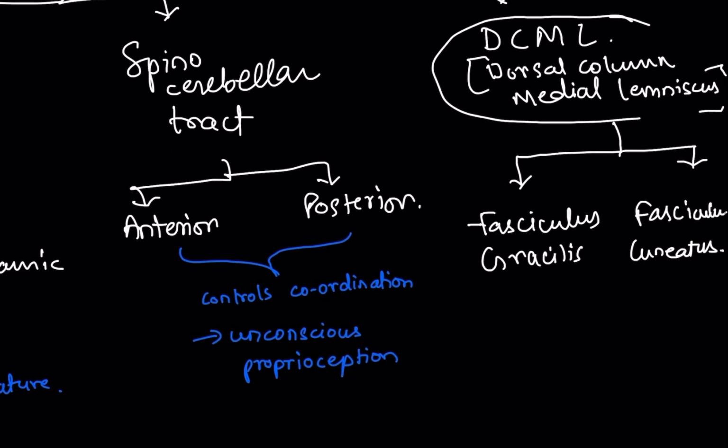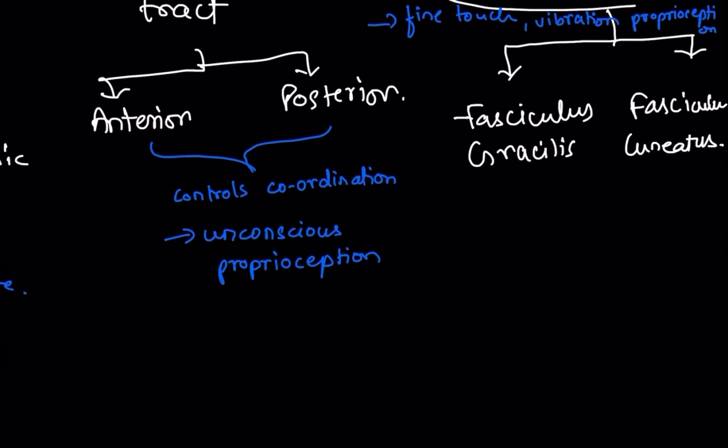Now this DCML, I'll write its function over here. It is for fine touch, vibration and conscious proprioception. I'm not writing conscious, you just remember it. Now specifically, fasciculus gracilis will control your lower limb sensations and fasciculus cuneatus will control your upper limb sensation. Understood?